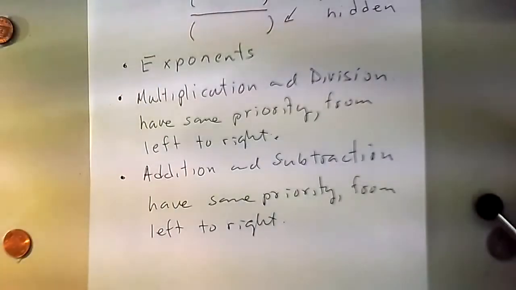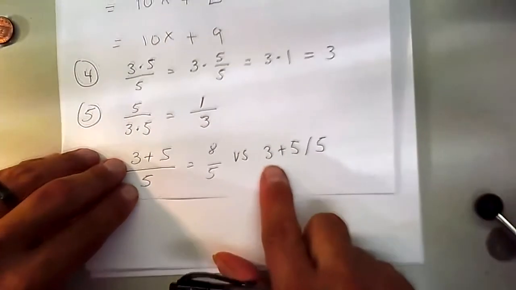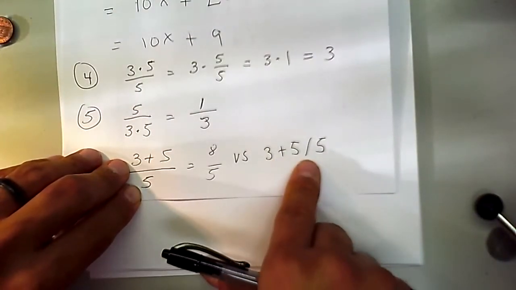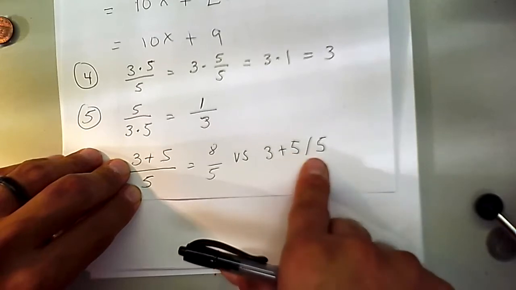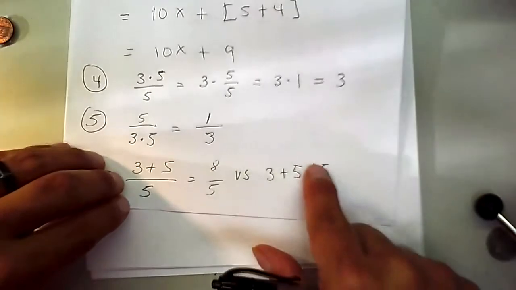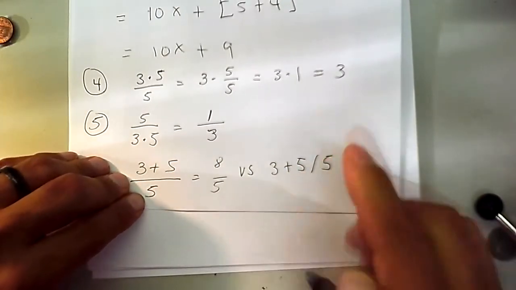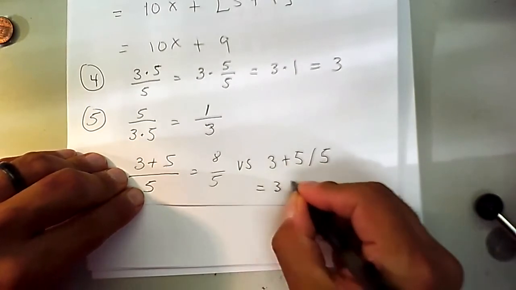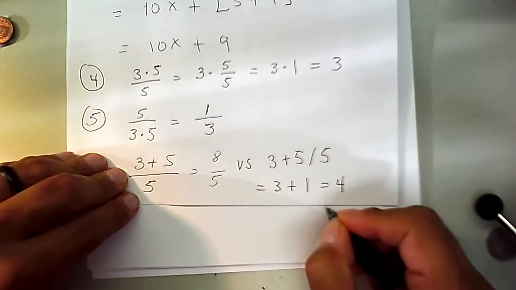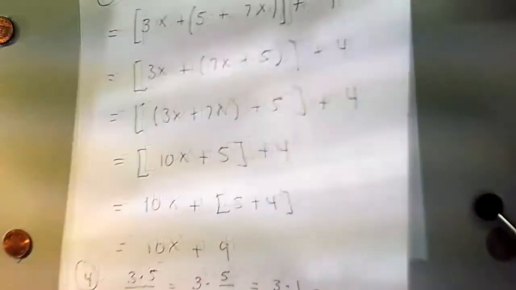So where's my example 6? So in this example here, there's a competition between addition and division. That wins because division is above addition and subtraction. So we have to perform this operation first. 5 divided by 5 is 1. So this is 3 plus 1. So the answer is 4. So we gotta be very careful especially when you draw a diagonal.